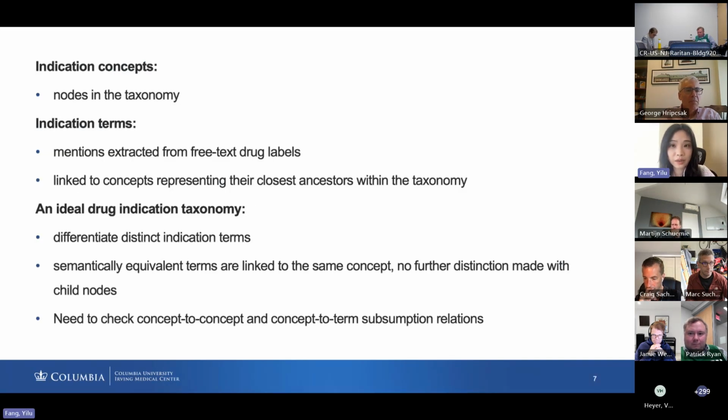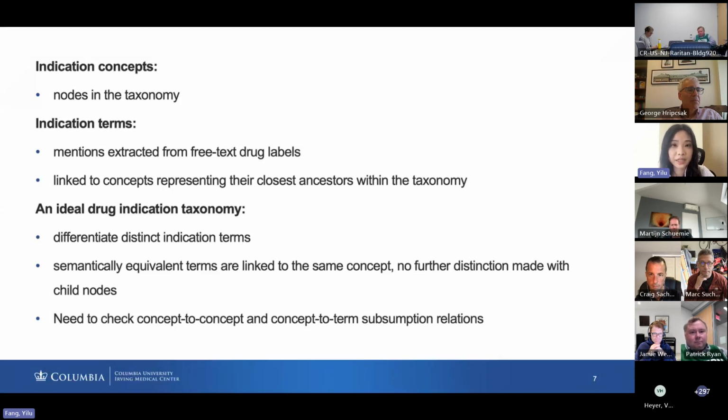Before I introduce our methodology, there are a few things that I wanted to specify. First, indication concepts are nodes in the taxonomy, and indication terms are mentions extracted from free text drug labels, and they will be linked to concepts that represent their closest ancestors within the taxonomy.